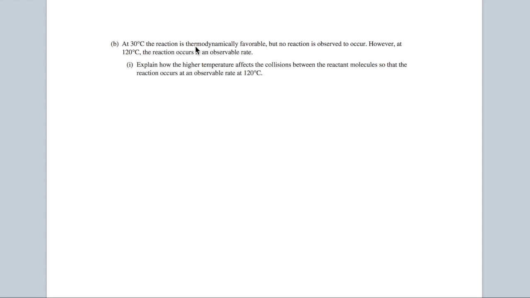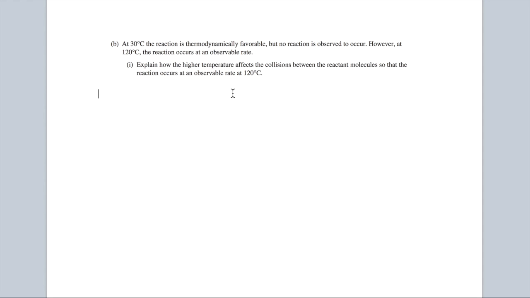At 30 degrees, the reaction is thermodynamically favorable, but no reaction is observed to occur. However, at 120 degrees, the reaction occurs at an observable rate. Explain how the higher temperature affects the collisions between the reactant molecules so that the reaction occurs at an observable rate at 120 degrees Celsius.